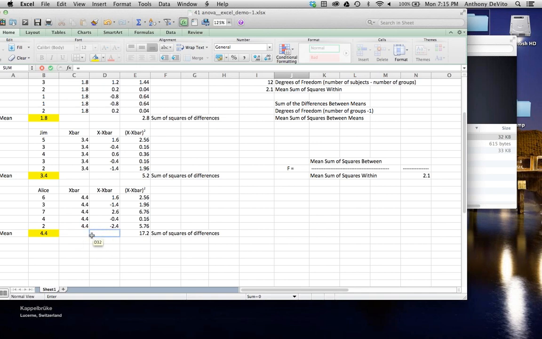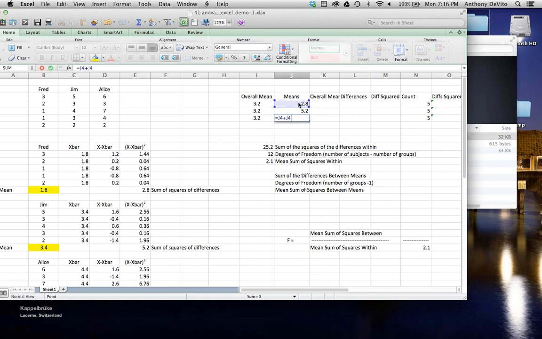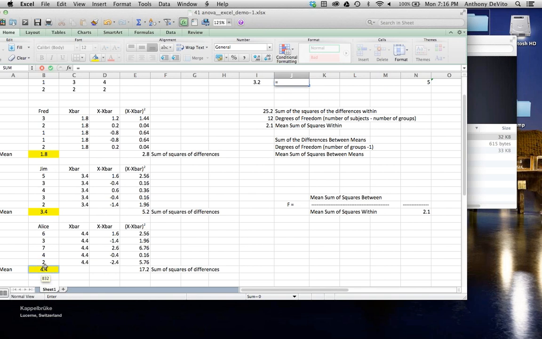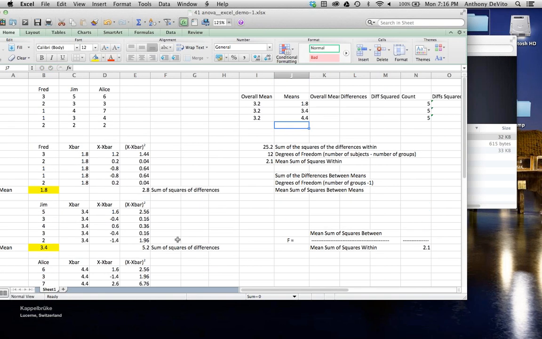Where is it? Oops, I made a mistake there, didn't I? You guys not paying attention to me there. Can't let me get away with this stuff. That's equal to, oops. That's equal to, the mean of the first group is 1.8. The mean of the second group is 3.4. And the mean of the third group is equal to 4.4.